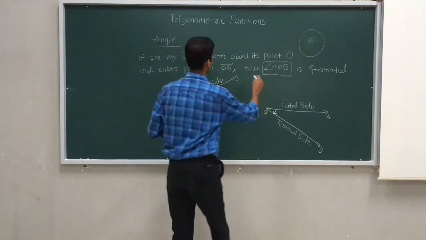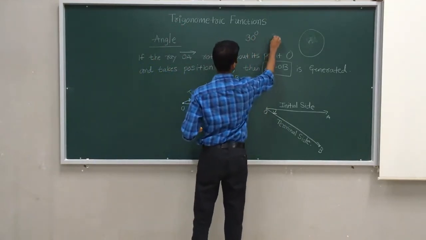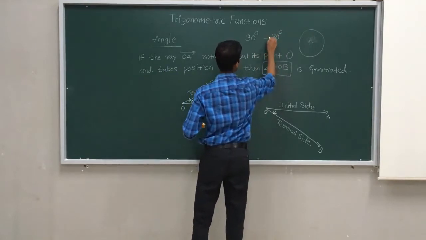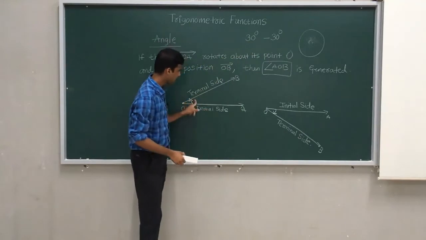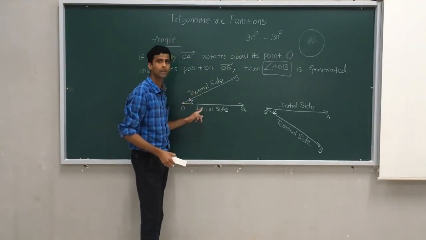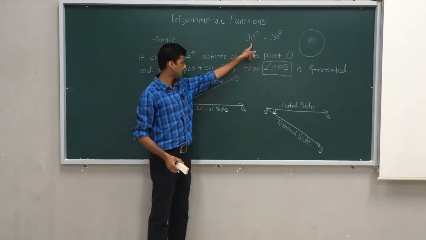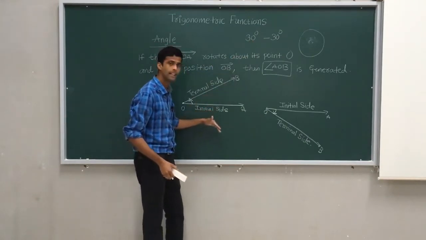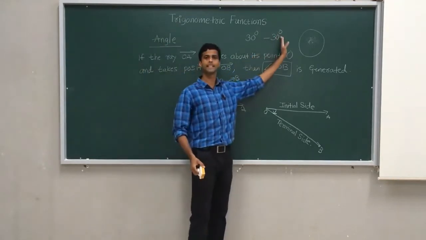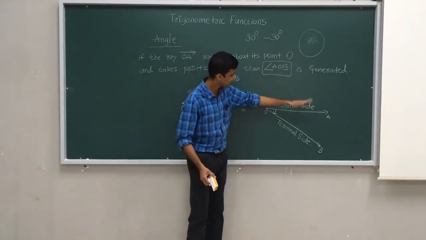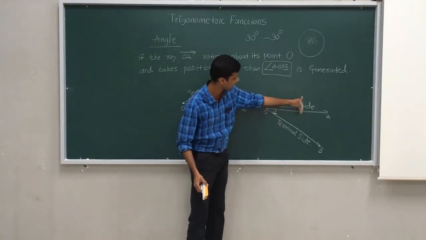Therefore, in trigonometry, you will have 30° also, and you will have minus 30° also. That means the angle between two lines or two sides is 30° because it rotates in an anti-clockwise direction. Why is it minus 30°? To meet the terminal side, the initial side travels in a clockwise direction.